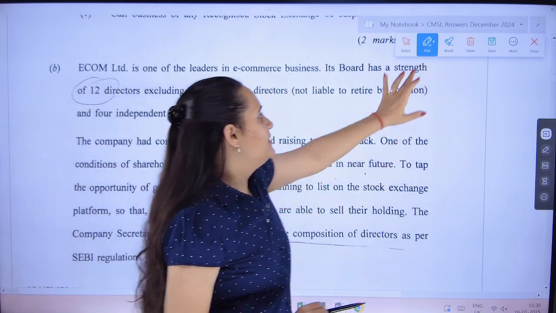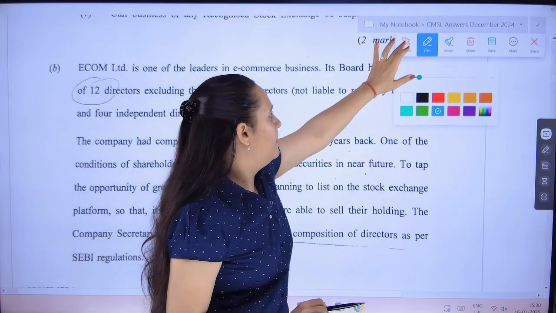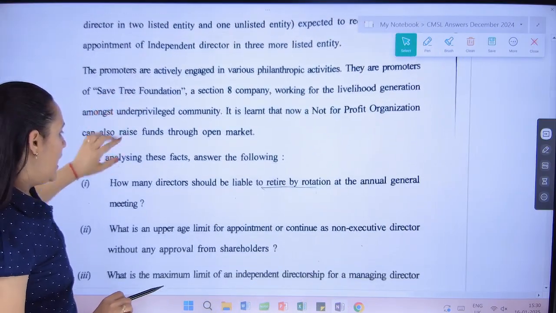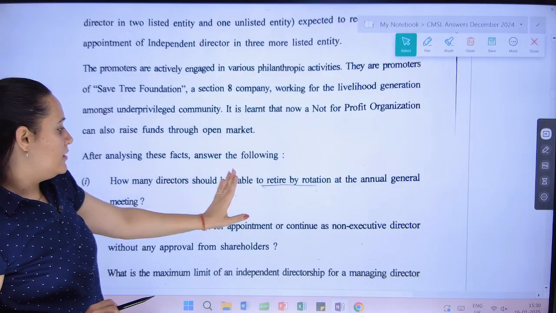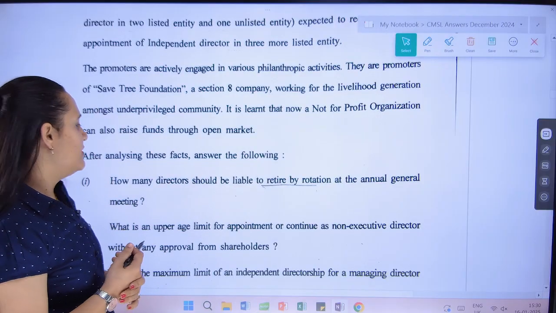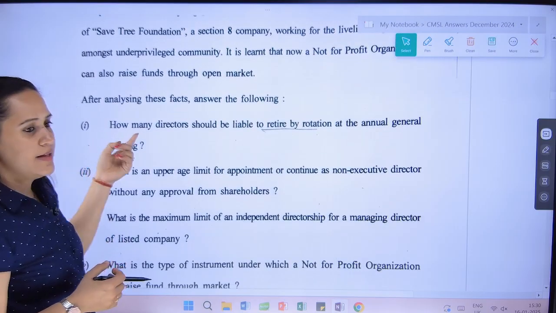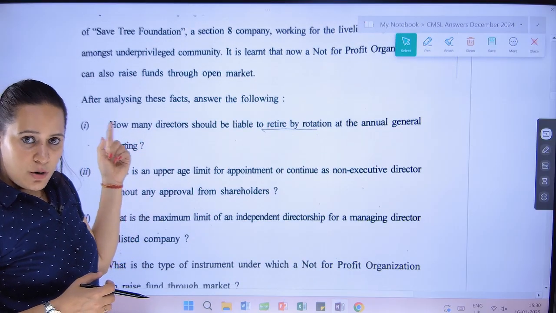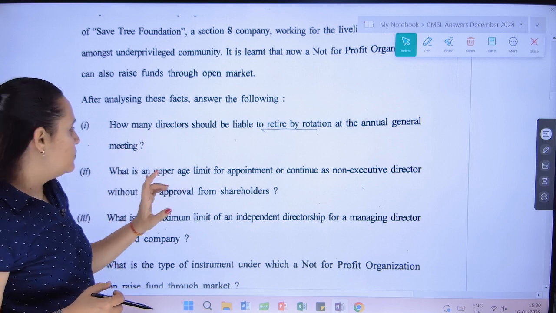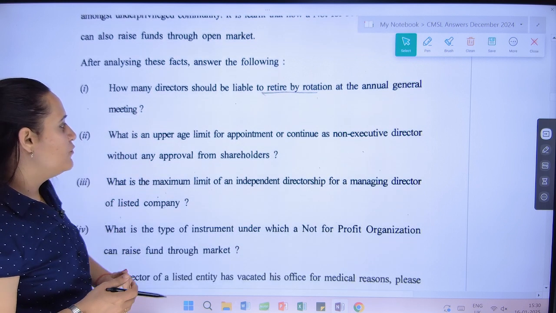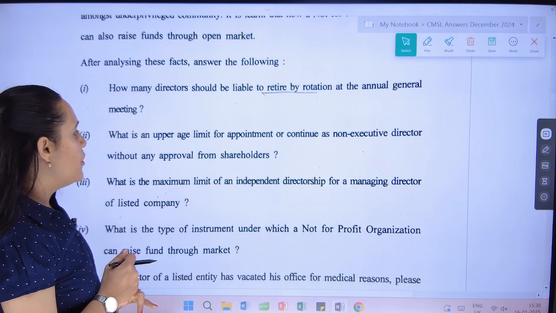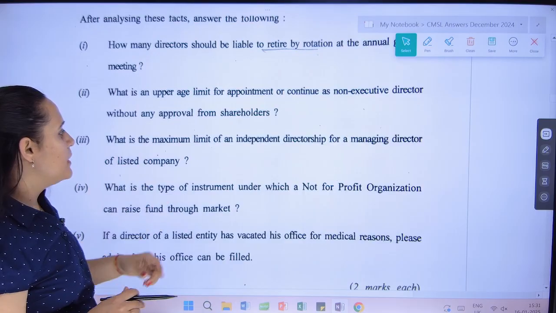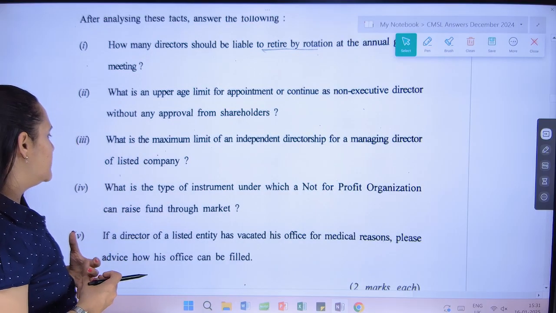Like I told you, first let's read through the sub-questions. How many directors should be liable to retire by rotation at the annual general meeting? Again, it is something where we should read the question too, because they would have given the board composition in the question, and we should tell how many directors are liable to retire. What is the upper age limit for an appointment or continuation of a non-executive director without the approval of the shareholders? What is the maximum limit of independent directorship for a managing director in a listed company?